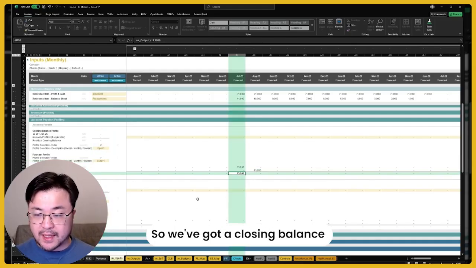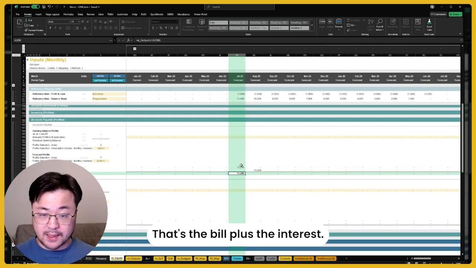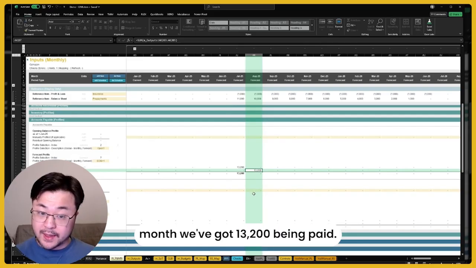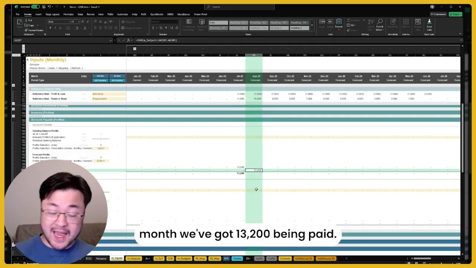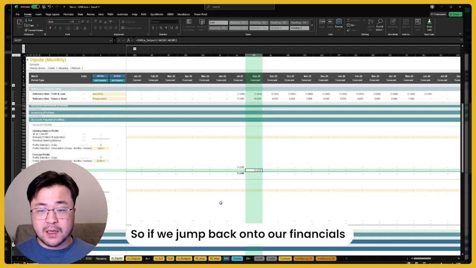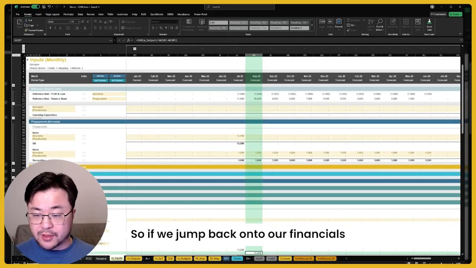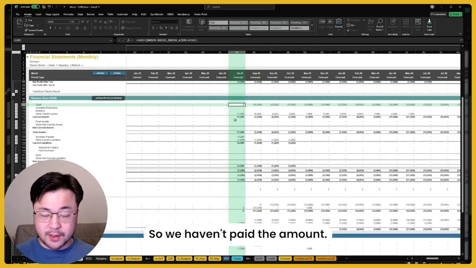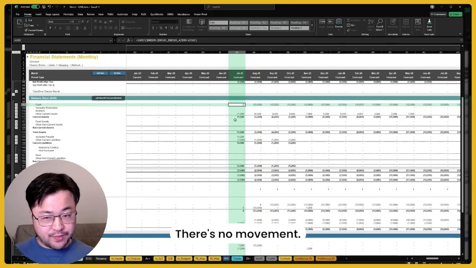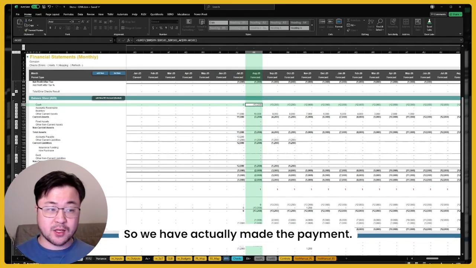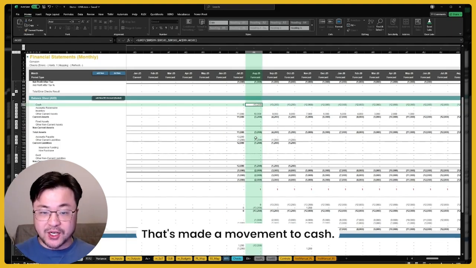So we've got a closing balance at the end of July. That's the bill plus the interest, so the 12,000 plus the 10%. In the next month, we've got 13,200 being paid, and that's the end of month plus the 1. If we jump back onto our financials, what we see is cash in that period is 0. So we haven't paid the amount, so there's no movement. We'll see that in August, cash is now 13,200. So we have actually made the payment, and that's made a movement to cash.